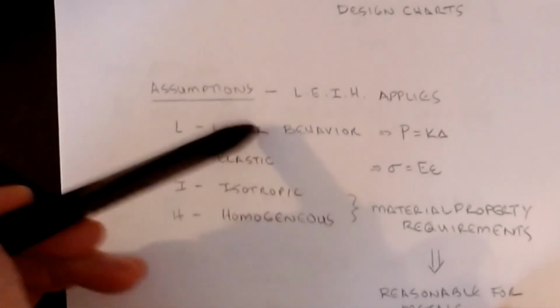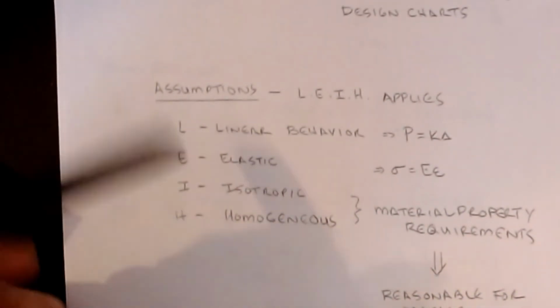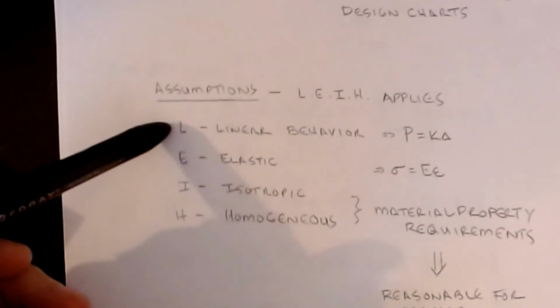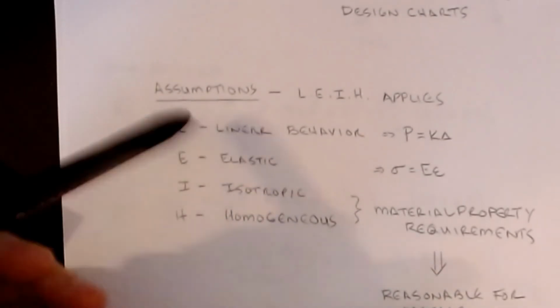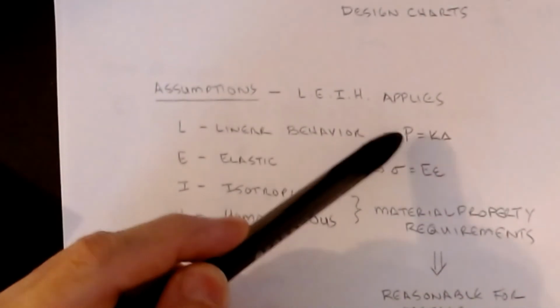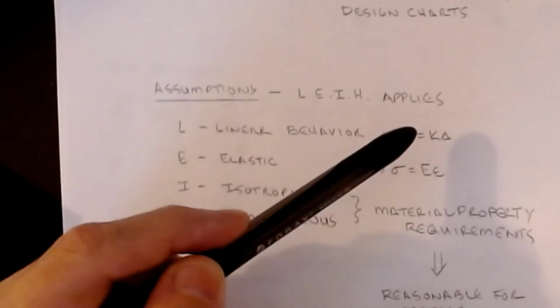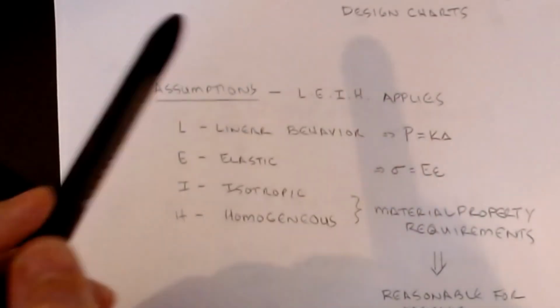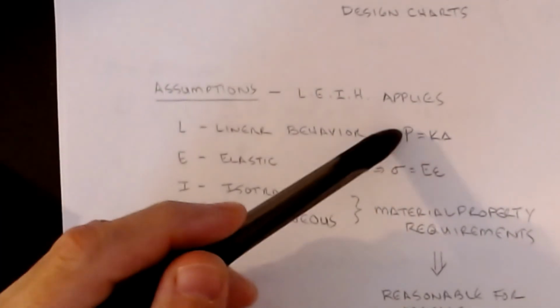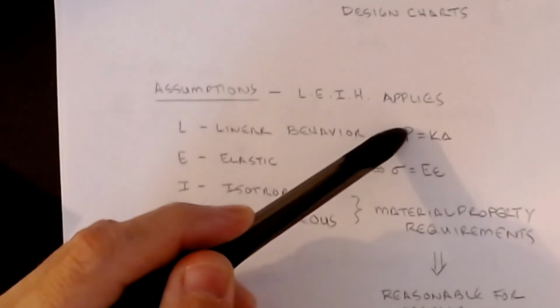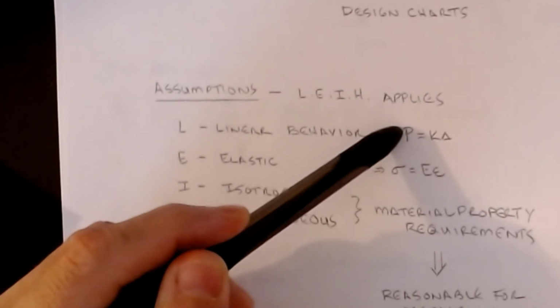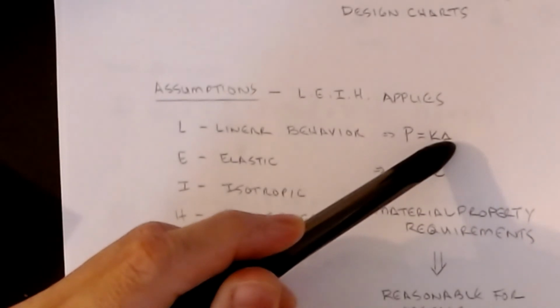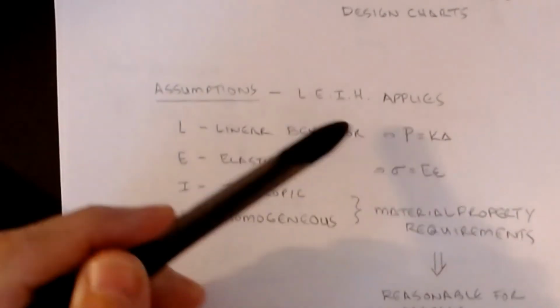If I follow these 4, I can say that, and if that applies, then I can apply the principle of superposition as well. If you remember, the L is linear behavior, which implies that if P is my load, delta is my deflection, and K is my stiffness, there is a linear relationship between these. If I put 100 pounds on a beam and get a deflection of 1 inch, then 200 pounds will give me 2 inches. If I triple it, it triples.